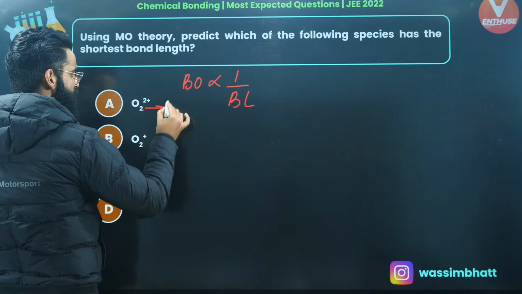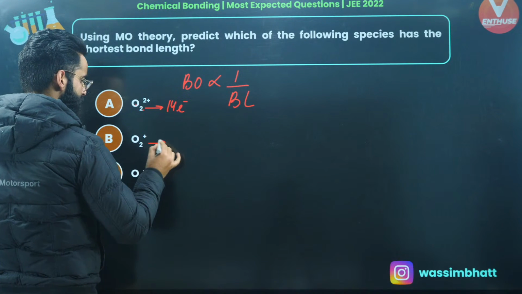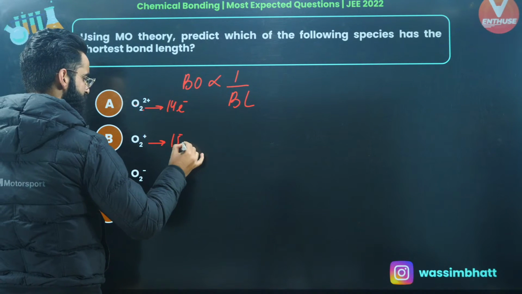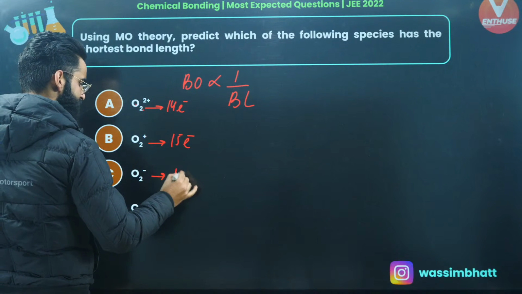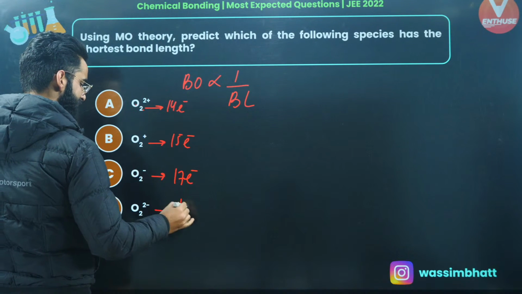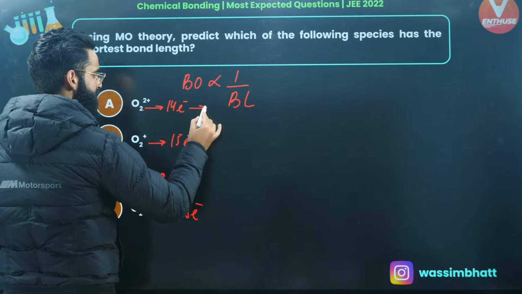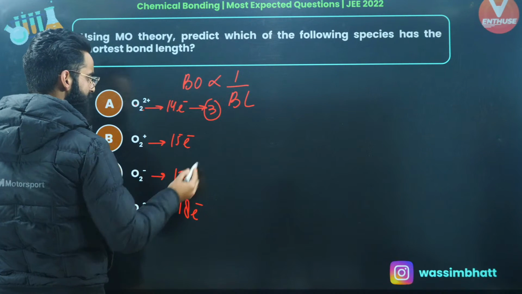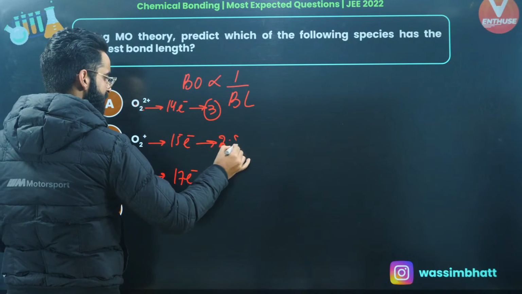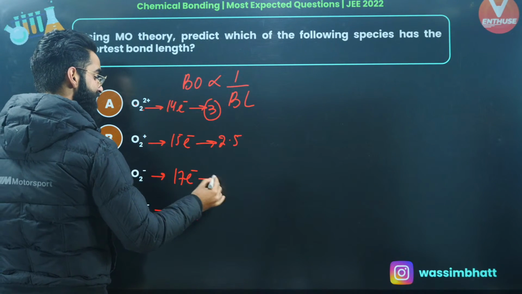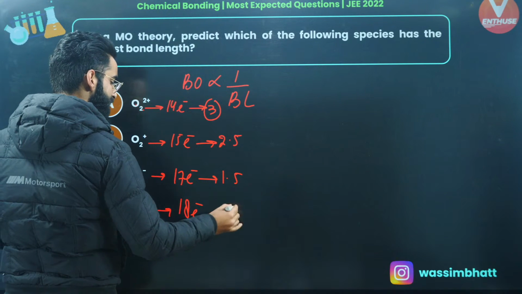O2 at 16 minus 2, this is a 14 electron species. This one, O2 at 16 minus 1, 15 electron species. O2 at 16 plus 1, 17 electron species. O2 at 16, 18 electron species. A 14 electron species always has a bond order of 3, right? 15 electron species, 2.5. 16 electron species, 2. 17 electron species, 1.5. 18 electron species, 1.